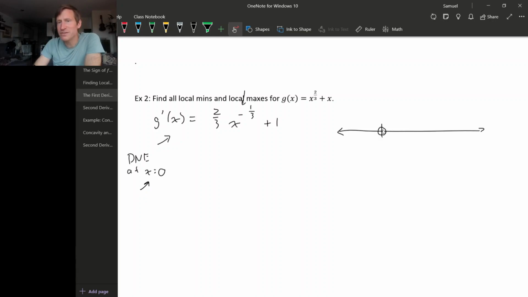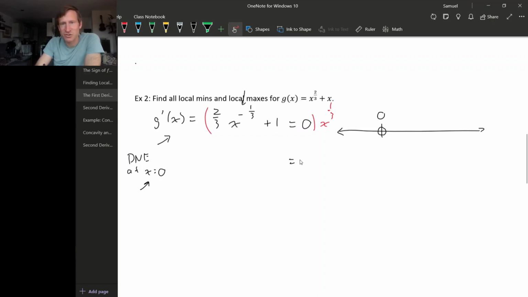But since the derivative isn't defined there, I'm going to use an open circle instead of a filled-in dot, just so that we remember that the derivative isn't 0 here because it's undefined here. Okay, and this was at x equals 0. All right, so now let's find critical numbers where the derivative is equal to 0, so we can set this equal to 0 and solve for x. I guess we need to multiply both sides of this equation by x to the 1/3.